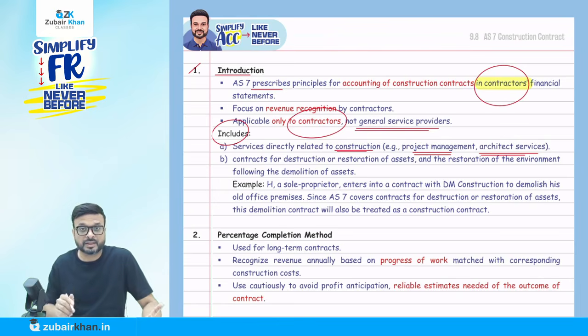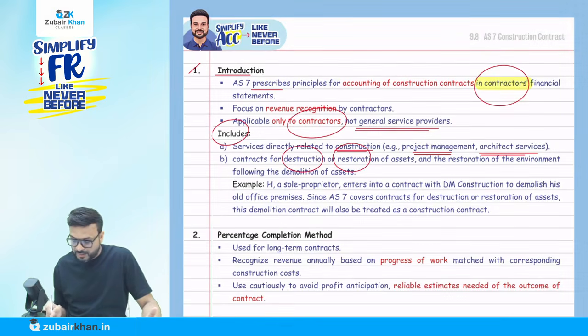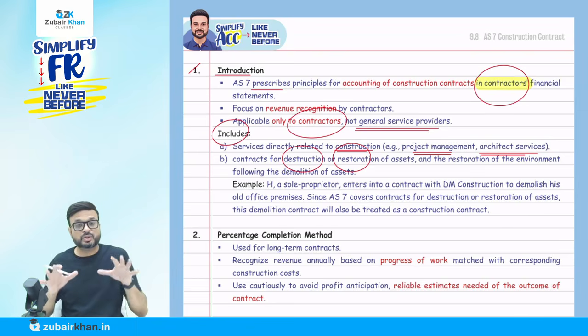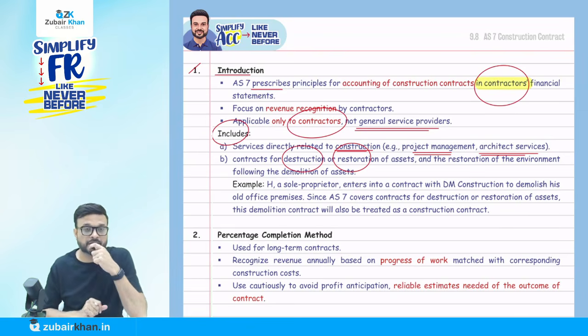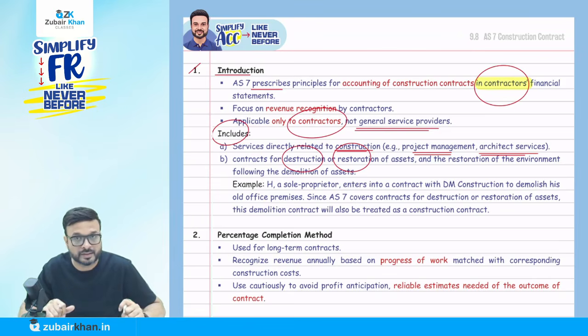Now they say contracts for destruction or restoration of an asset and the restoration of the environment following the demolition of an asset. Now, what does it mean here? They're saying the destruction of the asset is also covered under Accounting Standard 7. We know construction of a building is AS 7, but destruction of that asset is also going to be covered under Accounting Standard 7.